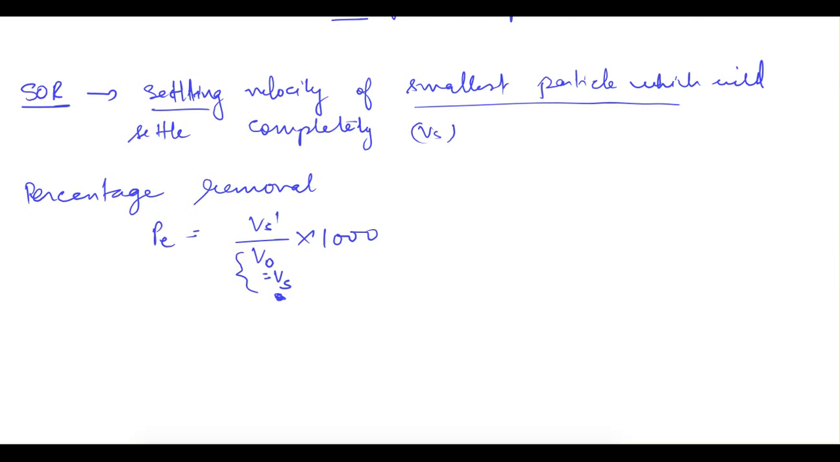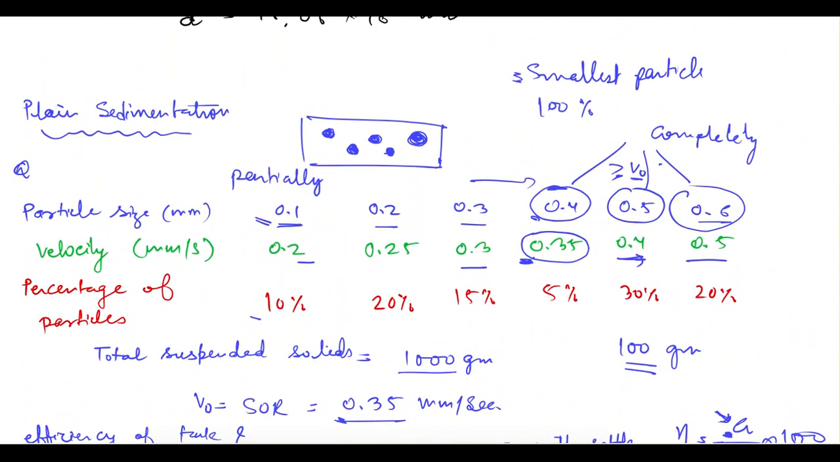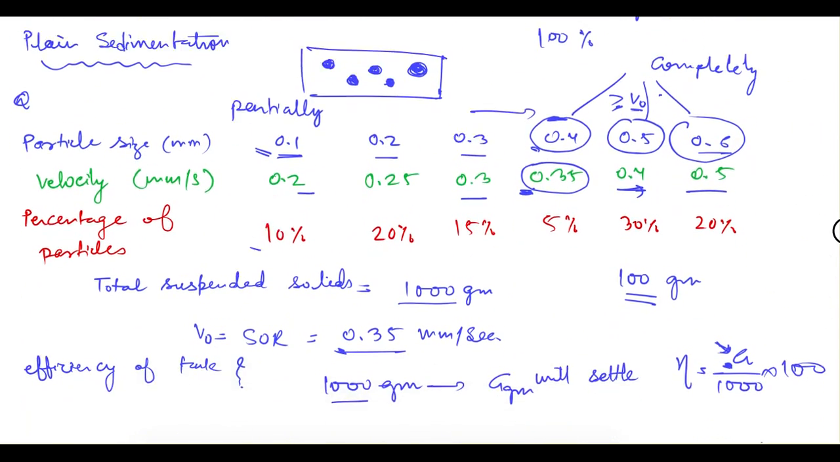So that way we can find out this partial removal of particles. Now we have to find out the total amount which has settled. So the 0.4 mm diameter particles, 0.5 mm diameter particles and 0.6 mm diameter particles are settling completely. And what is their total amount? 5% is 0.4 mm, 30% is 0.5 mm, and 20% is 0.6 mm. Their summation is 55%. So 55% of the particles are settling completely.